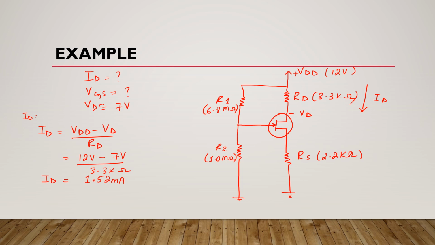milliamperes. Now for gate to source voltage, first we will find the value of source voltage VS. We know that VS is equal to drain current multiplied by RS. Here this drain current is 1.52 milliamperes, and we know that RS is 2.2 kilo ohms. After solving this you will get 3.34 volts. So this is the value of source voltage here.